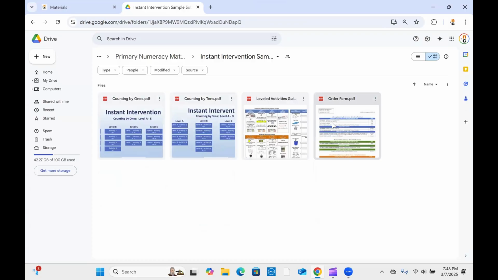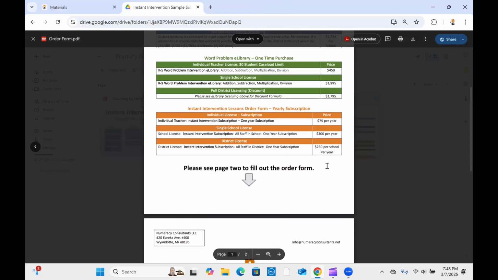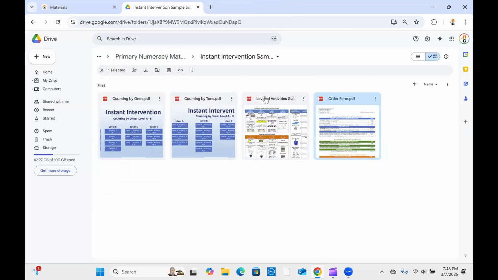Your instant intervention also has the order form that's in there as well. And there's different places where you can get the order form for that. And it also just has a level activities guide. Remember, instant intervention, these lessons right here all come from essentially the level activities guide. They're just prepackaged for you.